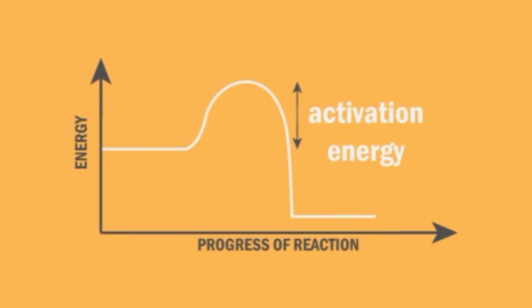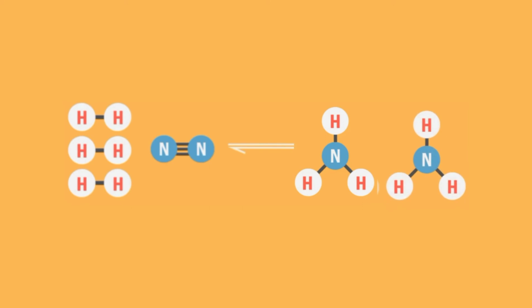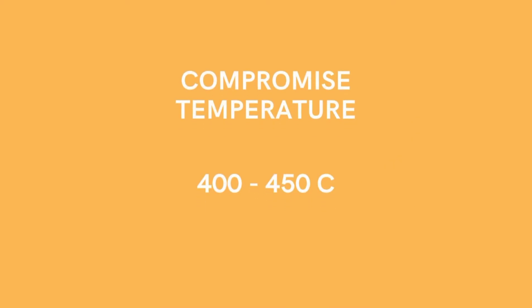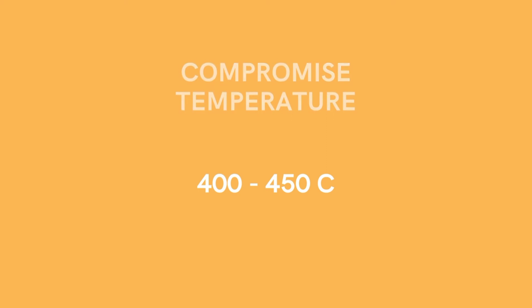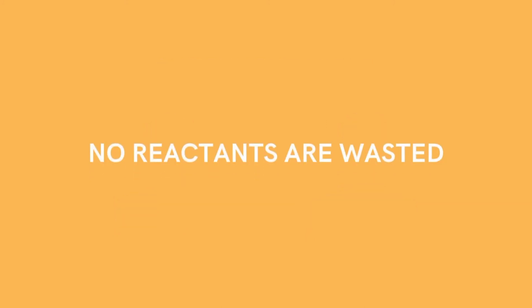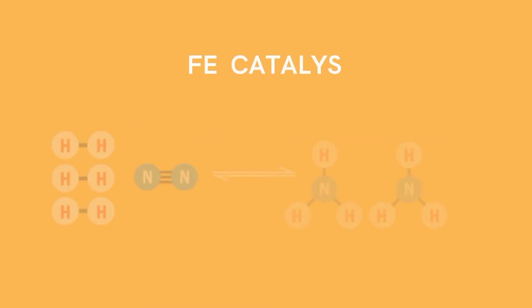If a low temperature were used, the rate of reaction would be very slow, even though the exothermic reaction would be favored. It would actually take a long time for equilibrium to be reached. So a compromise temperature of 400 to 500 degrees Celsius ensures that the reaction progresses with sufficient yield. The yield of the process is 10 to 20%.